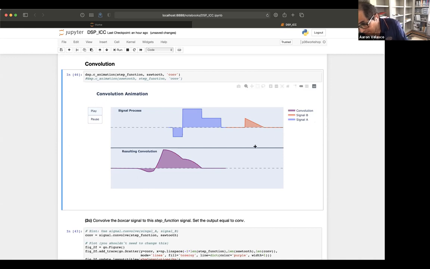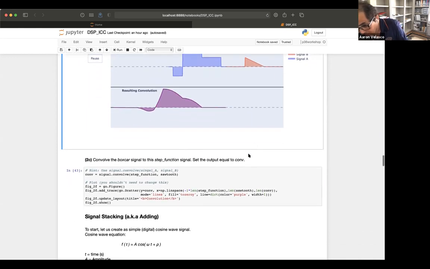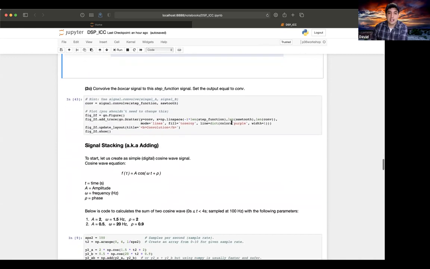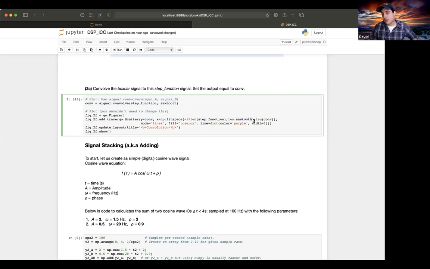Jose basically says, I'm receiving this error, name boxcar is not defined. Like I mentioned, you're going to want to change this. I left that same mistake from last time. So this term probably said boxcar, and you're going to want to change that to sawtooth. So if you just copy and paste sawtooth in there. Did I answer your question, Gabriel?